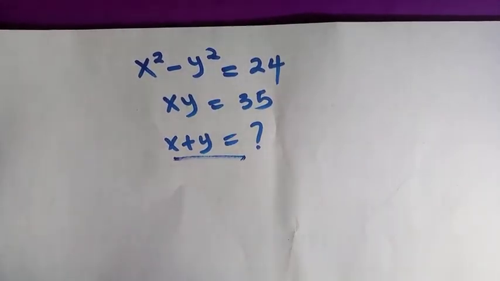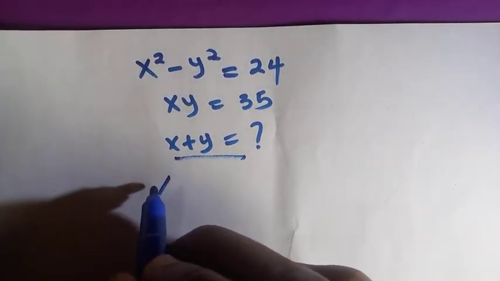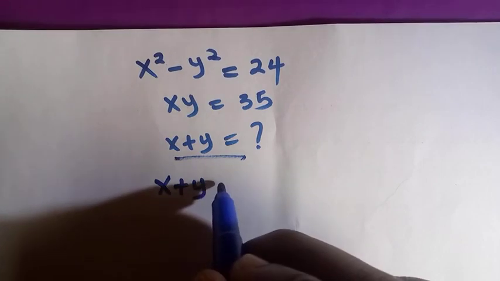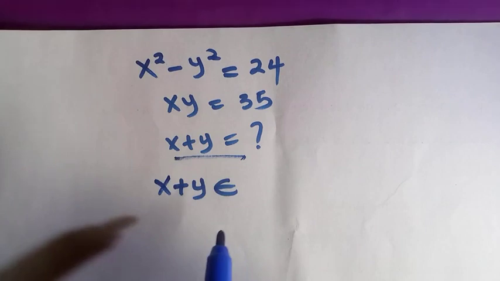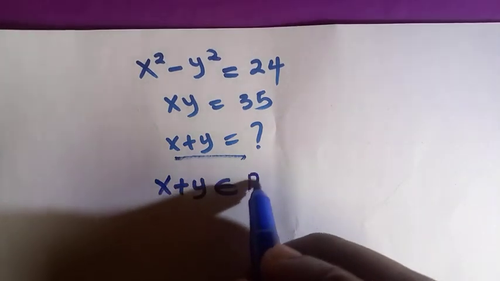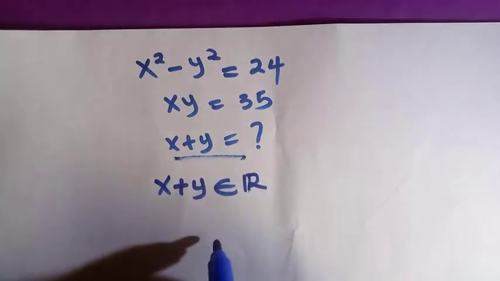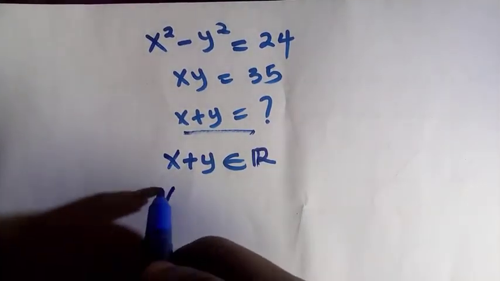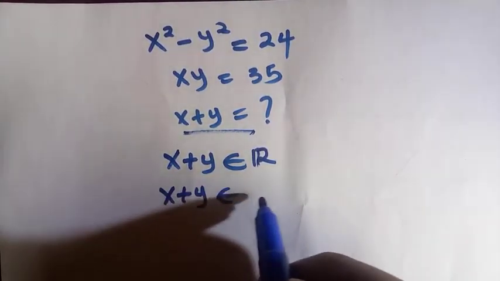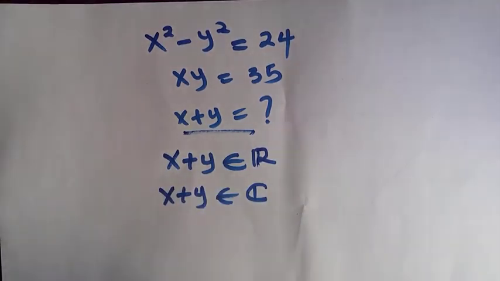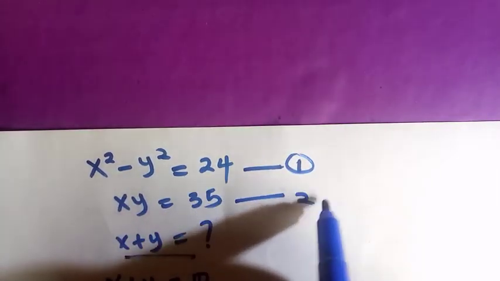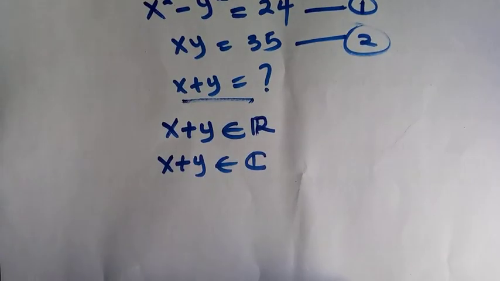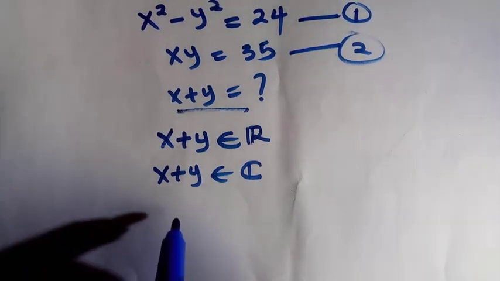Welcome to another video. In this system of simultaneous equations, we want to solve for the value of x plus y. And we should know that x plus y here is a member of the real numbers as well as the complex numbers. So the two answers we are going to get for this must both be a member of the real and complex numbers. Consider this as 1 and 2. So I'm going to start with question 2.